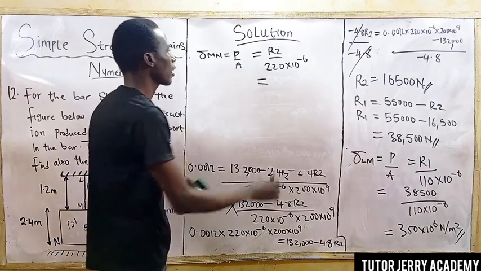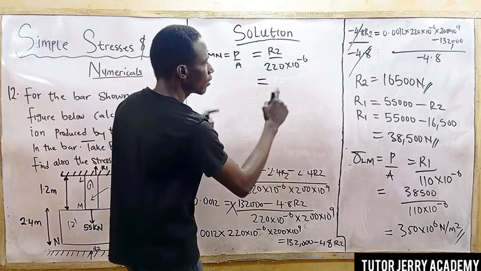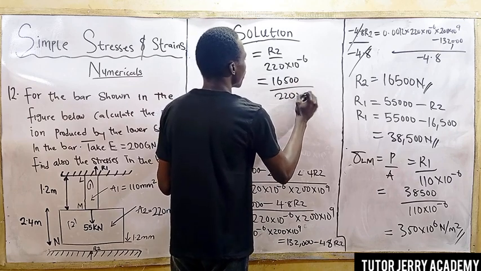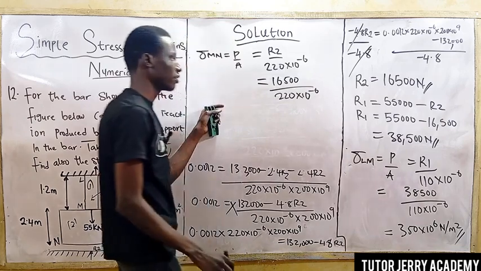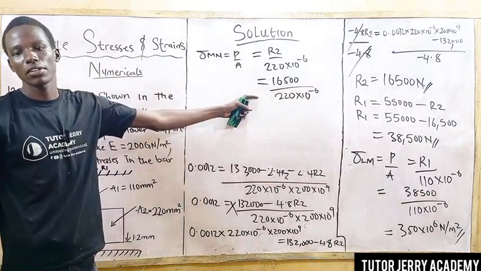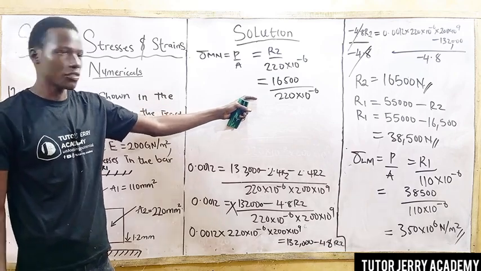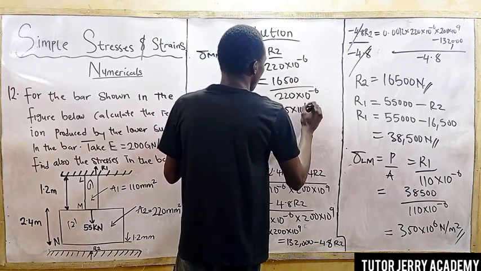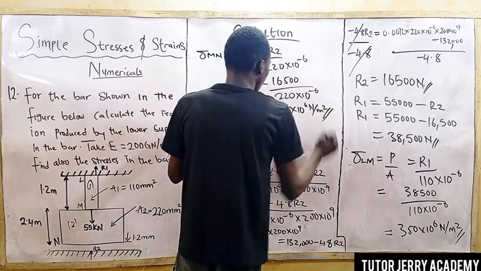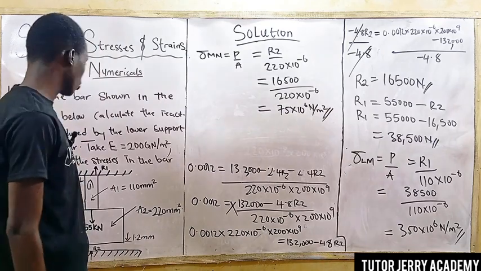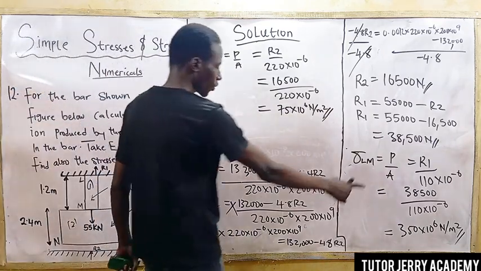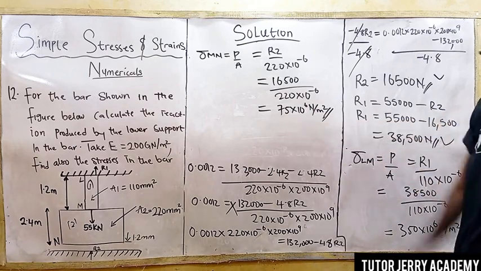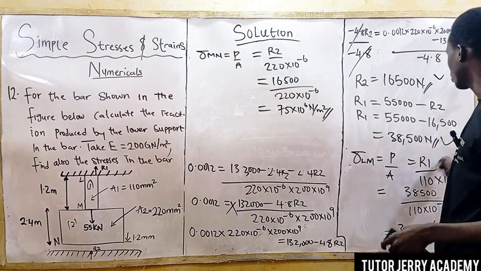Now, if you press your calculator, we have R2, which is 16,500, all over 220 times 10 to the power of minus 6. Press your calculator, and you have nothing but 75 times 10 to the power of 6 Newton per meter squared. So that is what we have as our stress for the first section, our stress for the second section, and of course our reactions for the upper support and the reaction for the lower support.